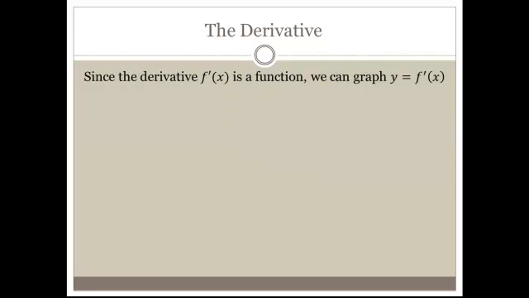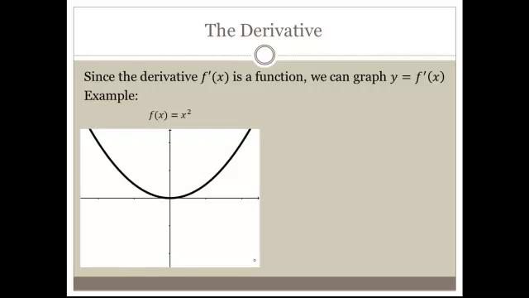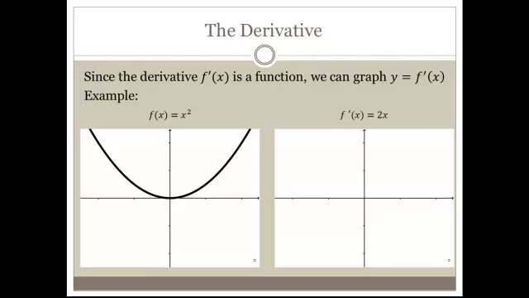Since the derivative f prime of x is a function, we can graph y equals f prime of x, and it will give us a better understanding of the derivative. Let's look at our last example. For the function f of x equals x squared, we have the following graph. Now with this, we want to look at the graph of the derivative, which is f prime of x equals 2x.